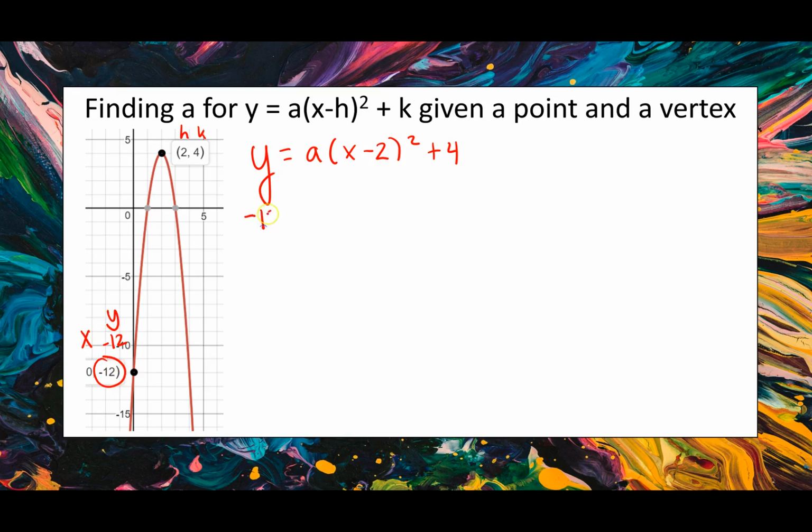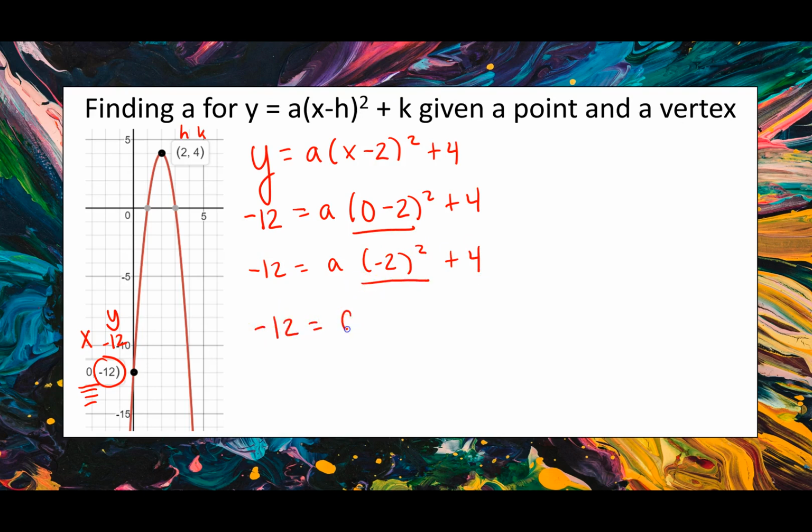So that's going to be negative 12 equals a times (0 minus 2) squared plus 4. 0 minus 2, we know that is a negative 2. Keep my squared plus 4. Let's do negative 2 squared now. That gives me a times, well, negative 2 times negative 2 is a positive 4, plus 4. Let's rearrange this just because that's what we're used to, so I'm going to rewrite that as 4a plus 4.